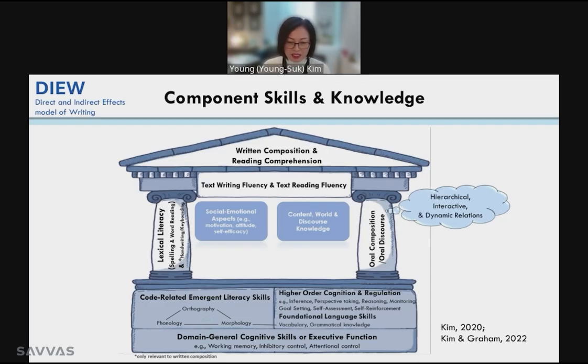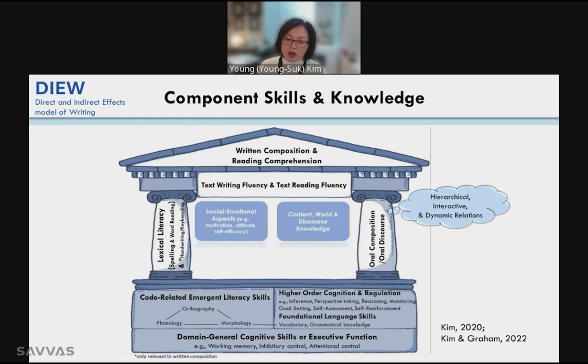Now let's look at the foundational stone below lexical literacy. What that represents is, to support development of lexical literacy, what skills are needed? And those are code-related emergent literacy skills. And they include knowledge and awareness of orthography. Orthography here means letters, right? So knowing letter names, letter sounds, also different patterns such as different syllable types and digraphs, etc., right? And then for knowledge, that's phonological awareness. And morphology, that's morphological awareness. All these three pieces are needed for word reading and spelling skills development.